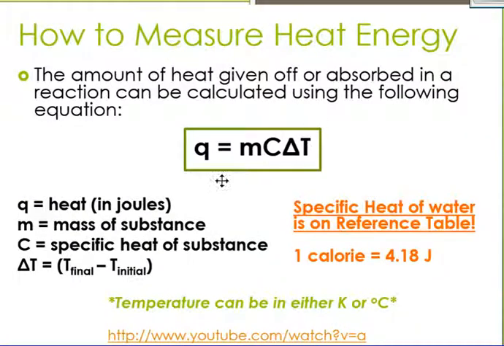So here's our equation that we're going to use. Anytime we're looking at specific heat, the C value is specific heat, and it tells you that on the reference table. Again, you don't have to memorize it. Delta T is the final temperature minus the initial temperature. It doesn't matter if it's in Kelvin or Celsius since we're just looking at a difference, right? You can convert them both, but we're just looking at the difference when we calculate delta T. So don't worry about that.